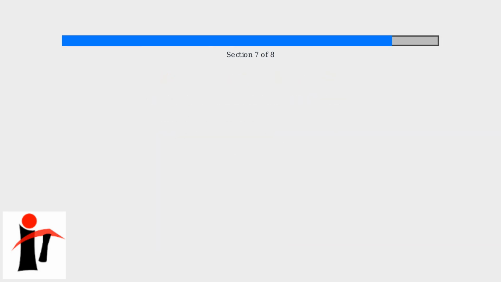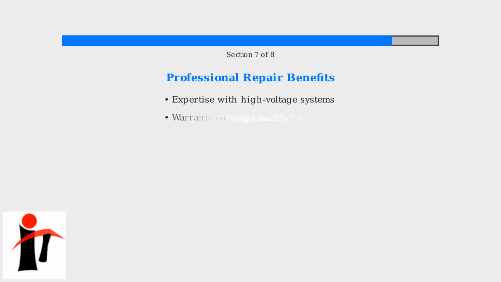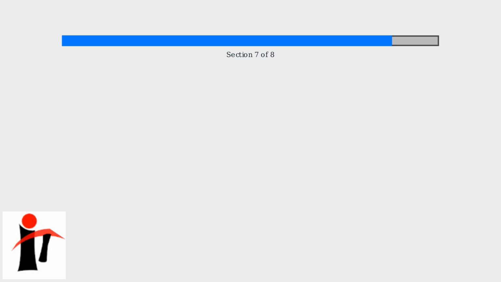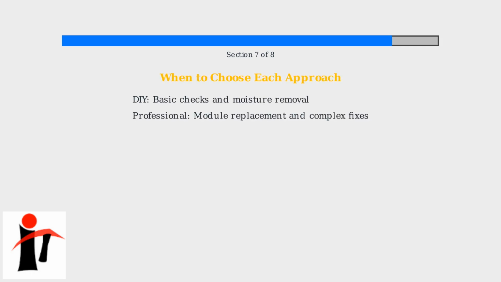The Tesla Model S operates on a 400-volt system, posing serious risk of high-voltage shock if not handled properly. Professional technicians have the expertise to safely work with high-voltage systems, maintain your warranty coverage, and use specialized tools for accurate diagnostics. This minimizes the risk of causing additional electrical or mechanical problems. Ultimately, choose DIY for straightforward tasks to save time and money, but opt for professional service for LED module replacements and any work involving the vehicle's high-voltage electrical system to ensure safety and reliability.